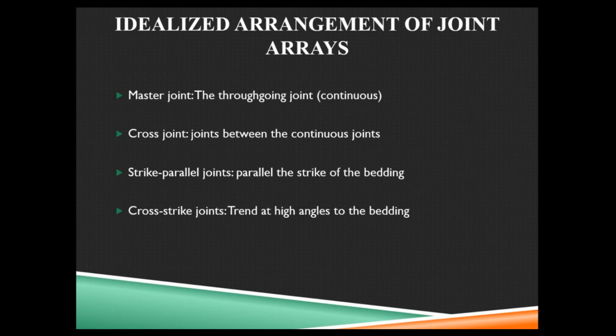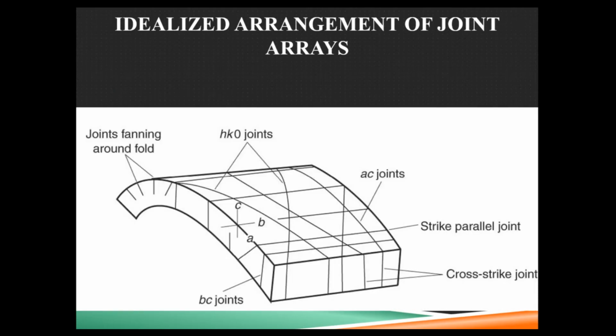Strike parallel joints are ones that are parallel to the strike of the bed. Cross-strike joints tend to trend at different angles in the bedding. So they're not parallel to the strike. So again, you can see the strike parallel and cross-strike joints.